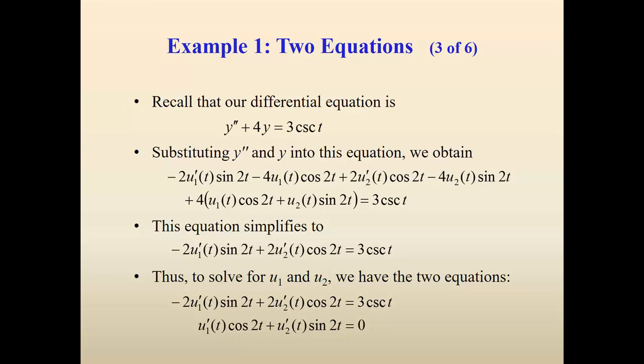Notice once we substitute in, I get terms that start canceling each other out. So the equation simplifies down to negative 2 u1 prime sine of 2t plus 2 u2 prime cosine of 2t is equal to 3 cosecant of t. But remember earlier, I already said that u1 prime cosine of 2t plus u2 prime sine of 2t is equal to 0. Well, I kind of have a system of equations. I have 2 equations and 2 unknowns. Sure, they're derivatives, but why not? So solve for u1 and u2 prime, that is.